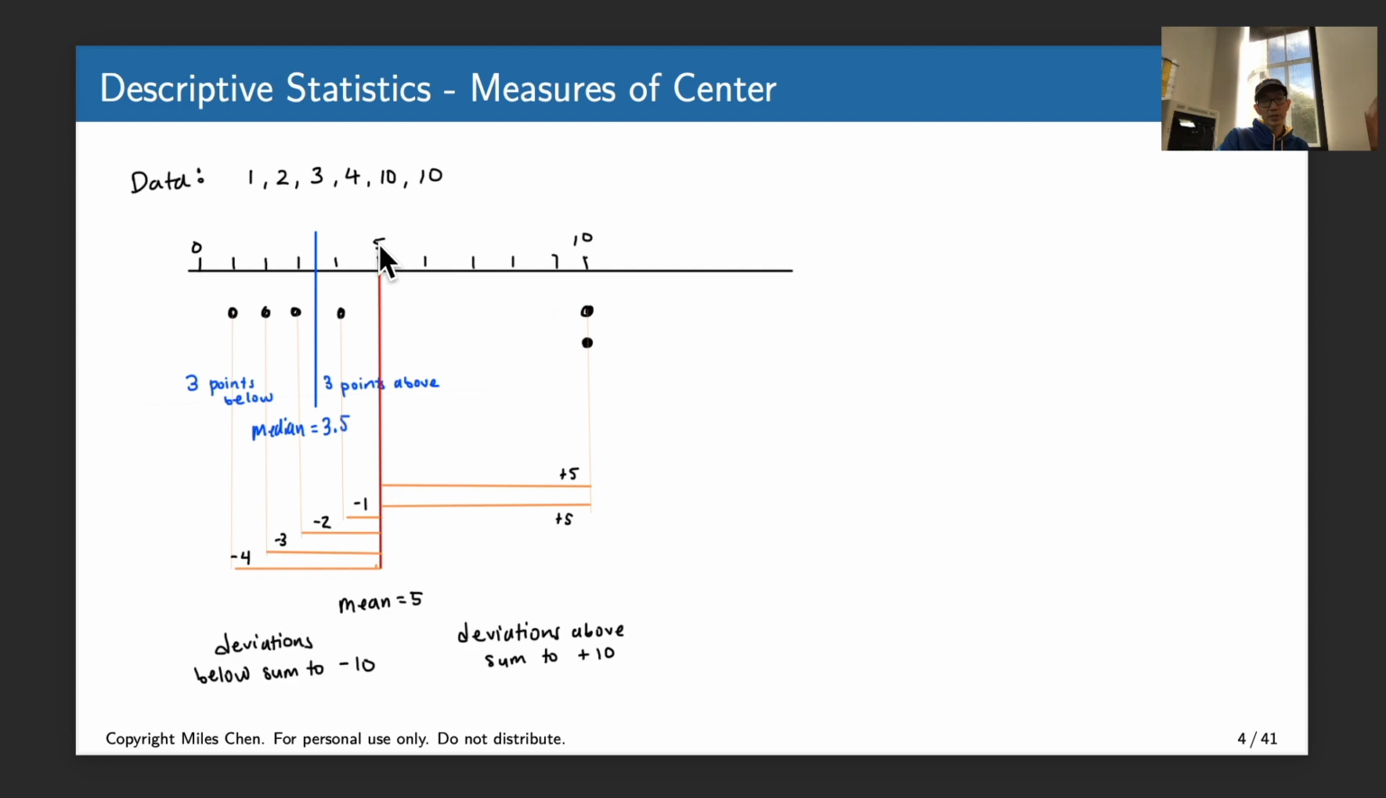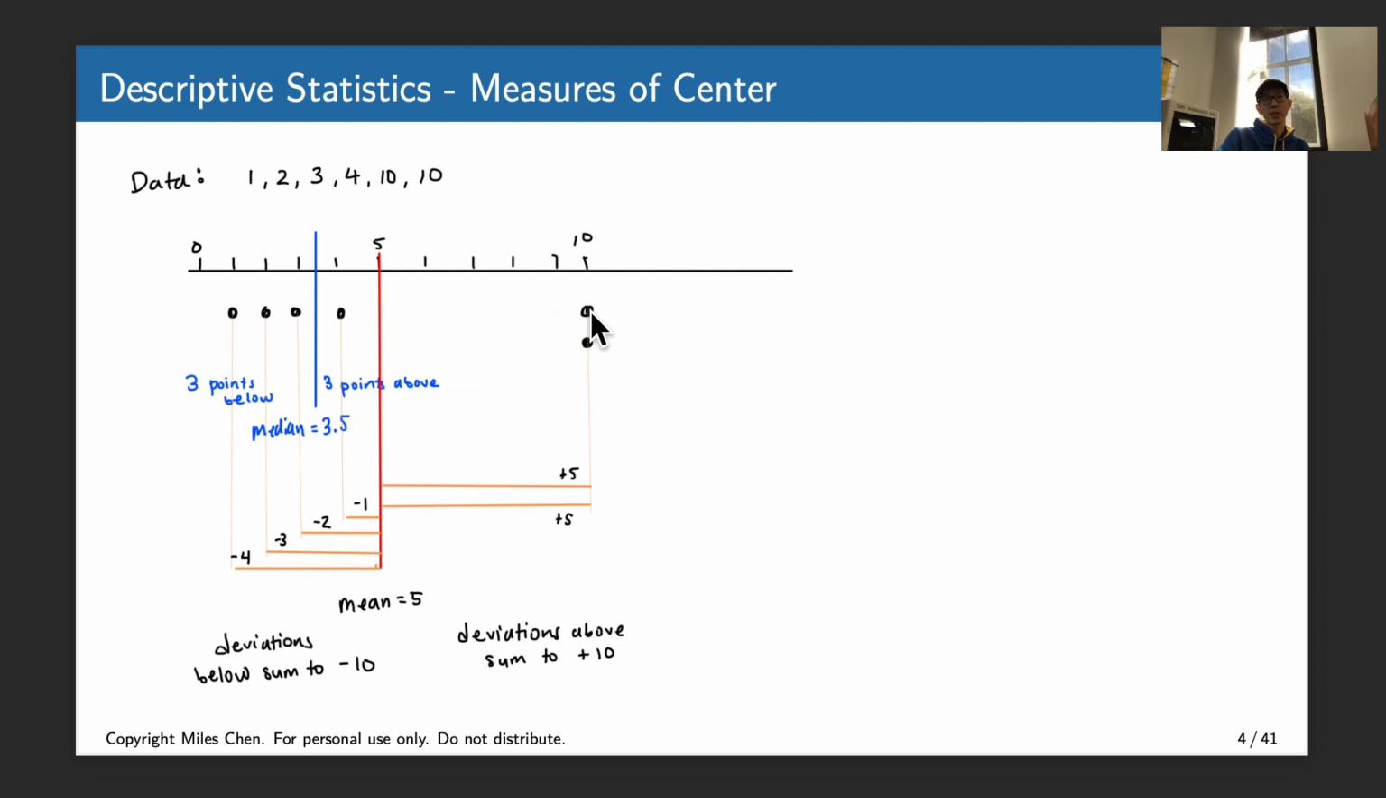So here, if you select 5, then the deviations: 4 is -1, 3 is -2, and then -3 and -4. So the deviations below add up to -10. Then you have the 2 points at 10. From 5 to 10, your deviations are +5 and +5, so the deviations above are +10. So -10 balances out with +10, and the mean balances the deviations.